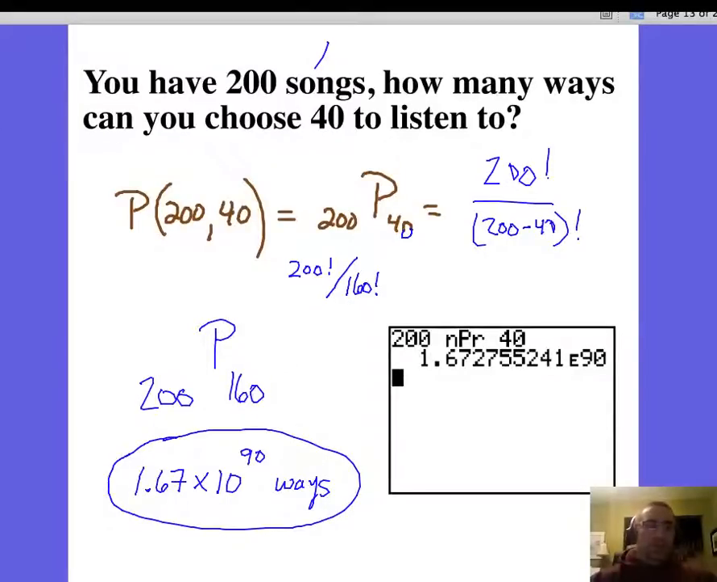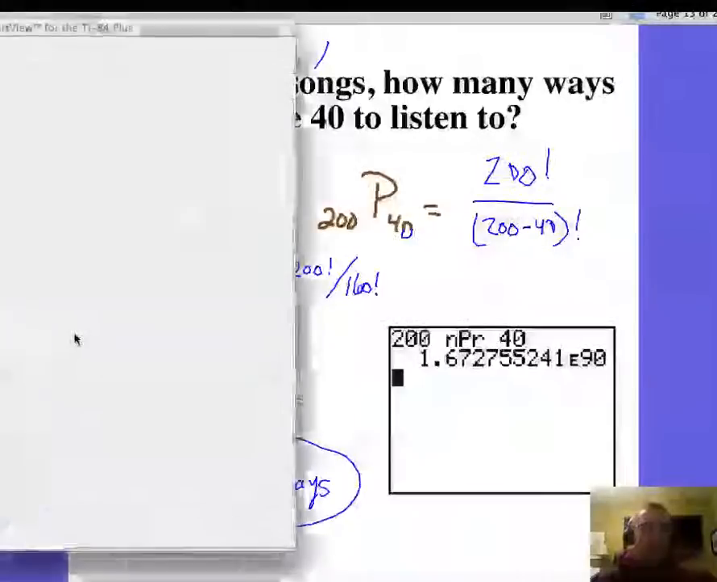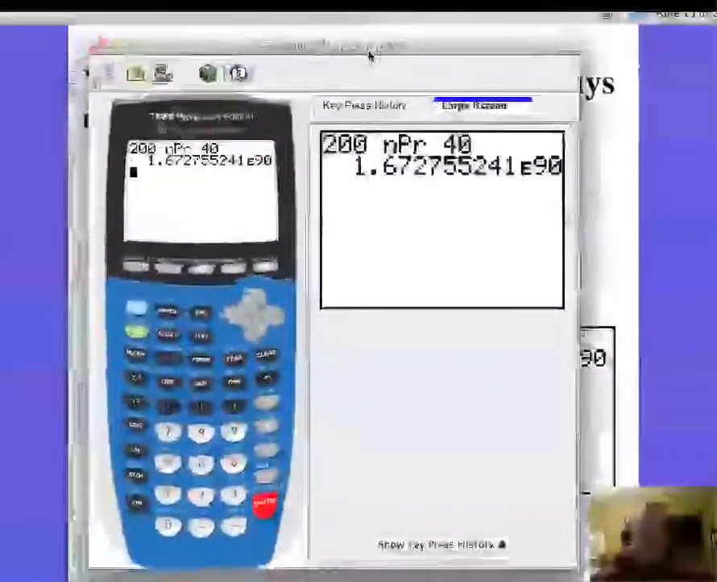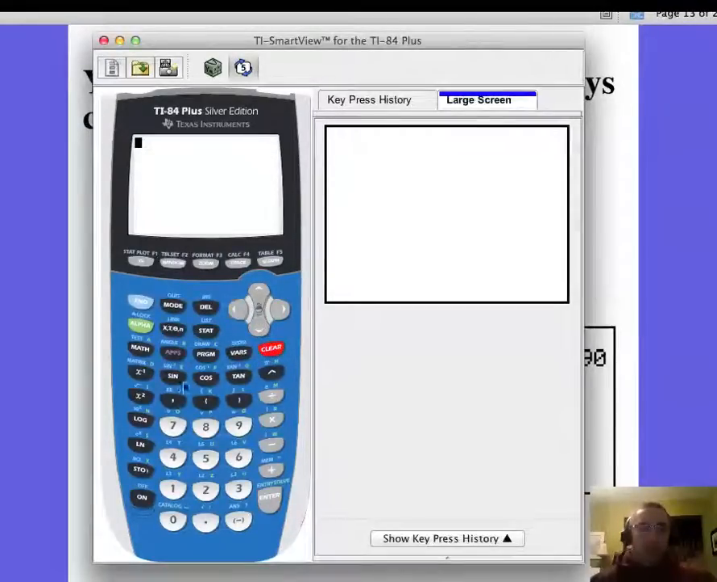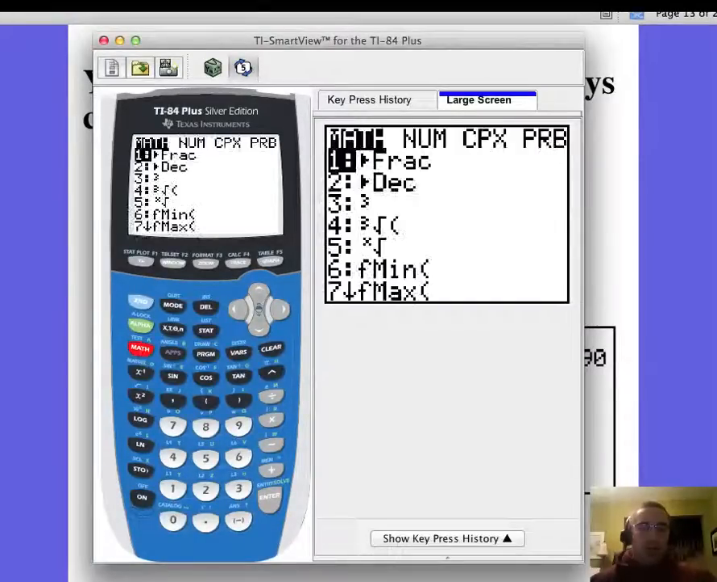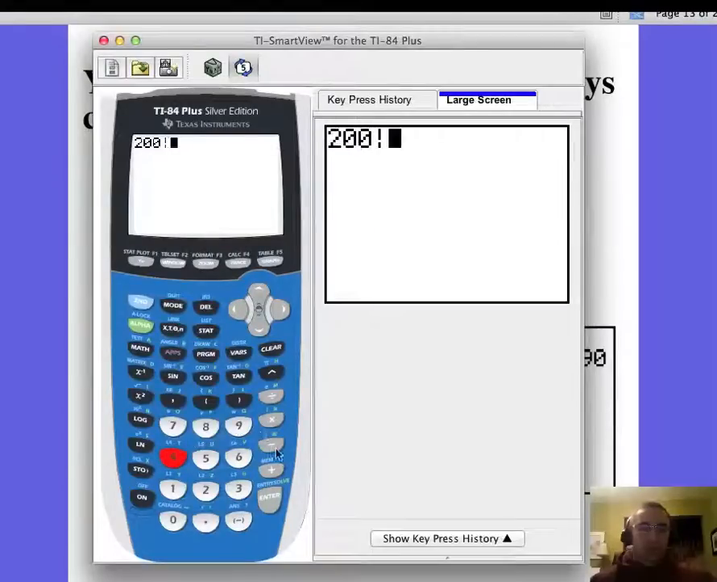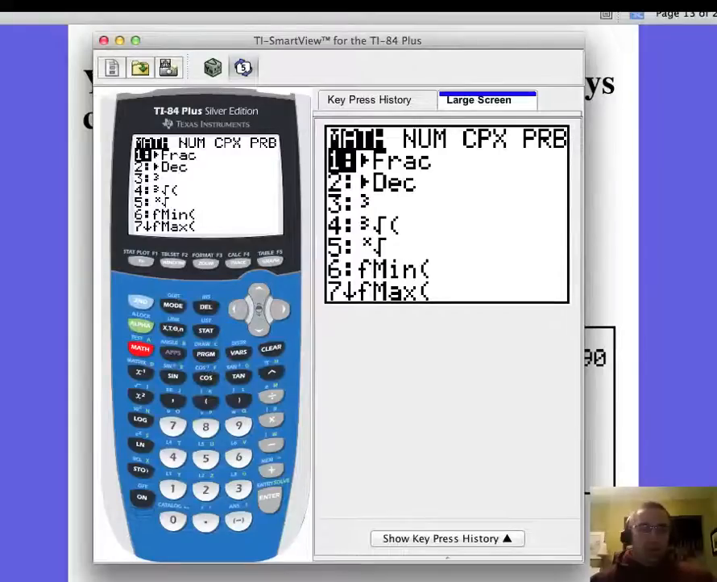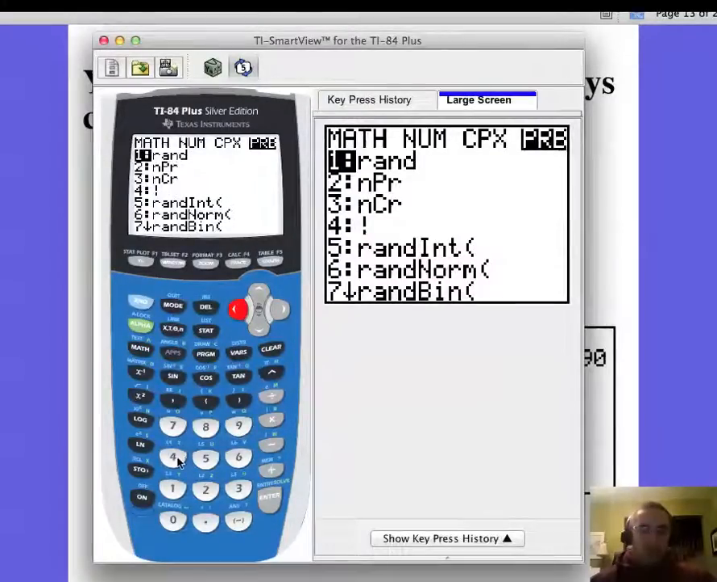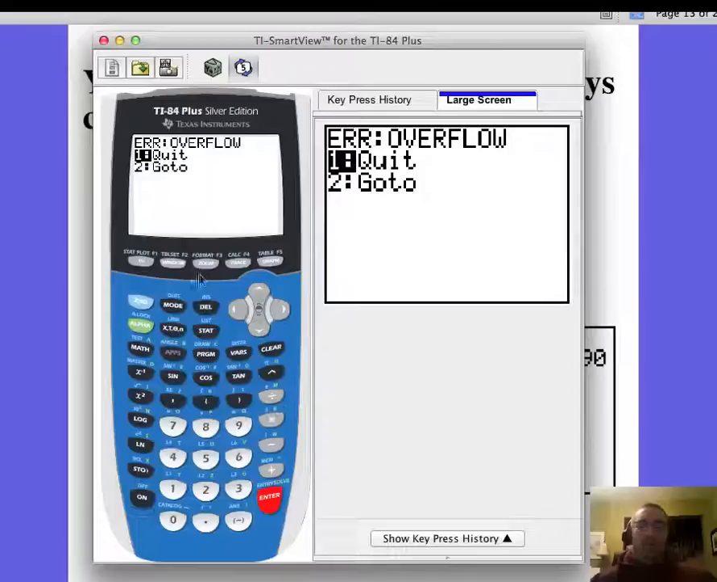Now you have to be careful with the calculator. If I'm not careful and I try to just put this in as 200 and I go to math, probability, and use the factorial divided by 40 math, probability, factorial, it's bad. I get an error. So make sure you're using that formula correctly, class.